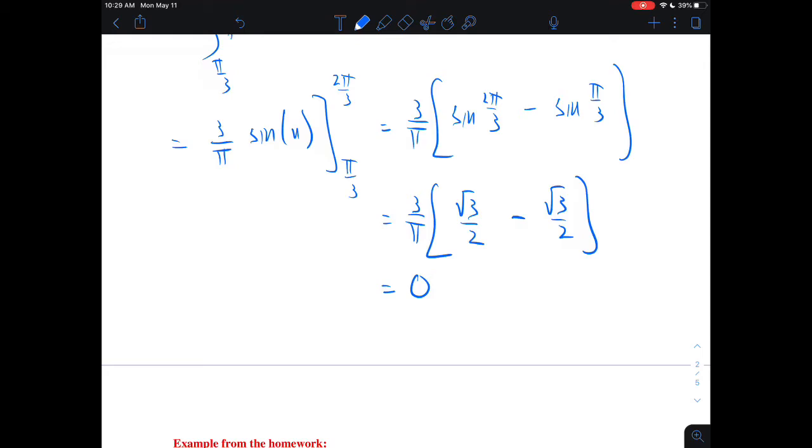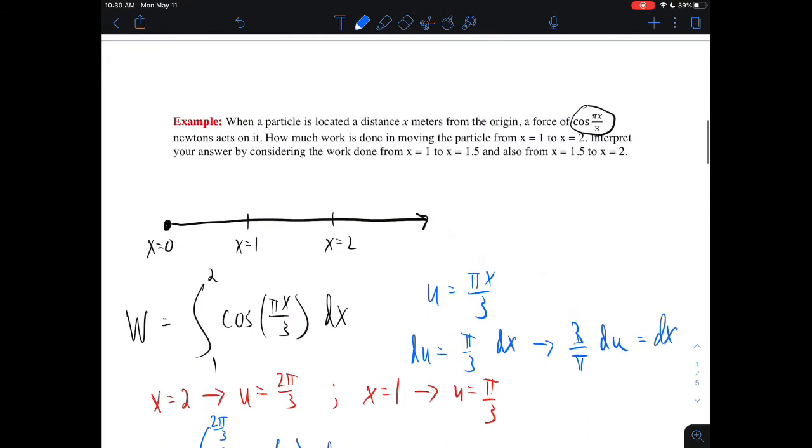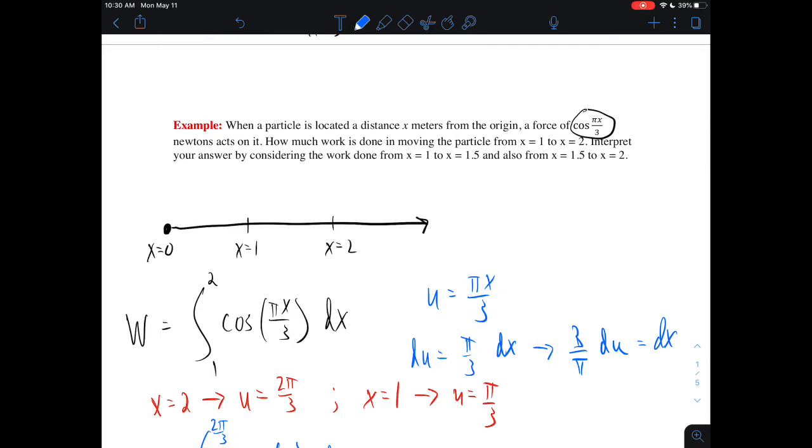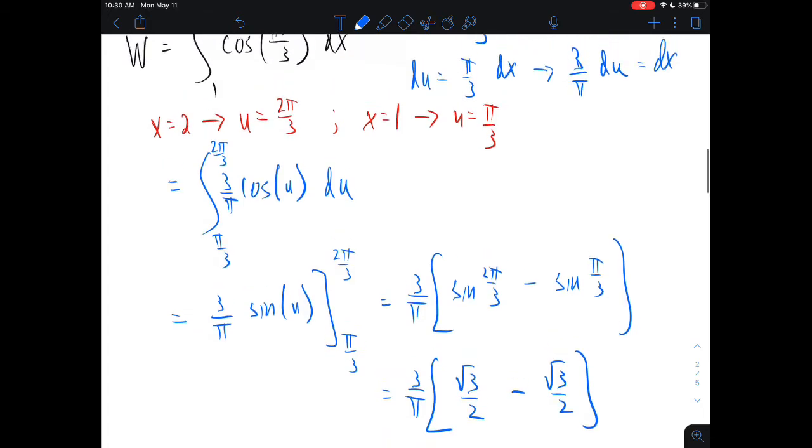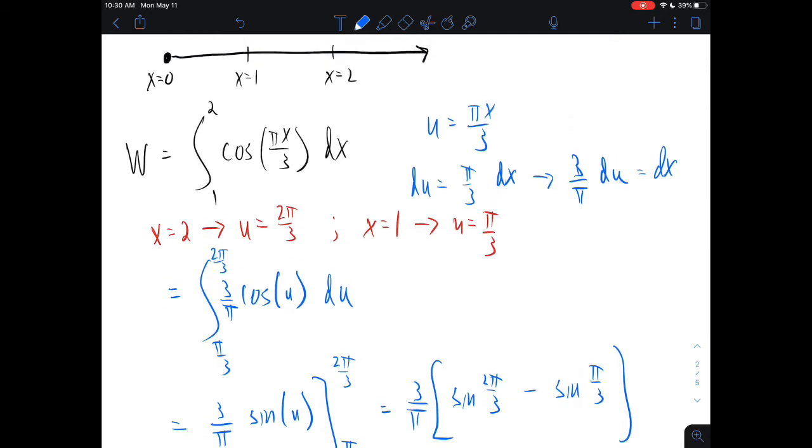So now this is why in part of the directions it said interpret your result by considering the work done from x equal 1 to x equal 1.5. So I'm going to do this in the margin just right above the example because we have a lot of the work already for us here. If you think about splitting it up from x equal 1 to x equal 1.5, I can use the same antiderivative. I can use the same substitution that I got for x equal 1. I just need another limit for x equal 1.5.